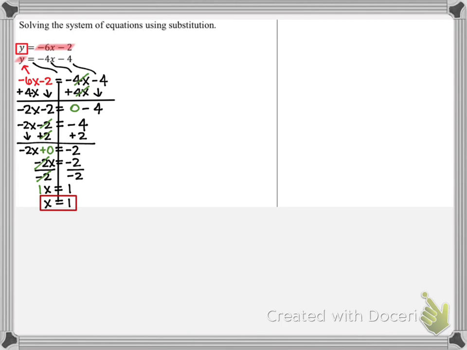Go back to the original equations. Choose the one that you prefer. I think I am going to go ahead and choose the y equals negative 4x minus 4. Keep in mind what you just found. You found x. So wherever we have an x in this equation is where we're going to plug in the value we just located. So y equals negative 4. Okay, this is where my x is located. So I'm going to open a set of parentheses to plug that value in and then finish writing the equation.